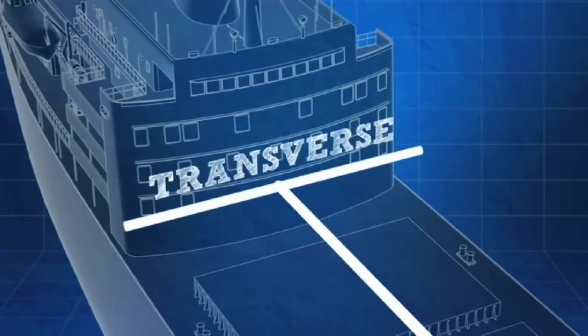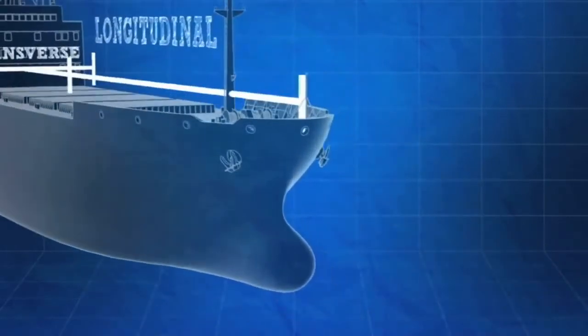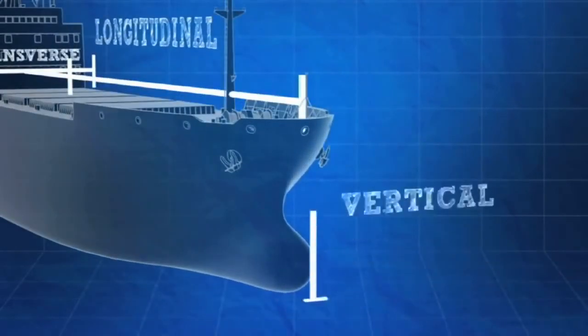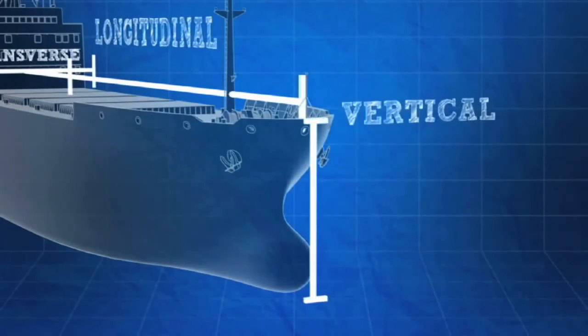Transverse is the horizontal direction across the beam of a ship. Transverse distances are measured port or starboard from the centerline, with one written as a positive distance and the other as negative. It is not standard which is which, however, and this varies from ship to ship as well. Vertical distances on a ship are measured upward from the baseline, or lowest point of the keel.